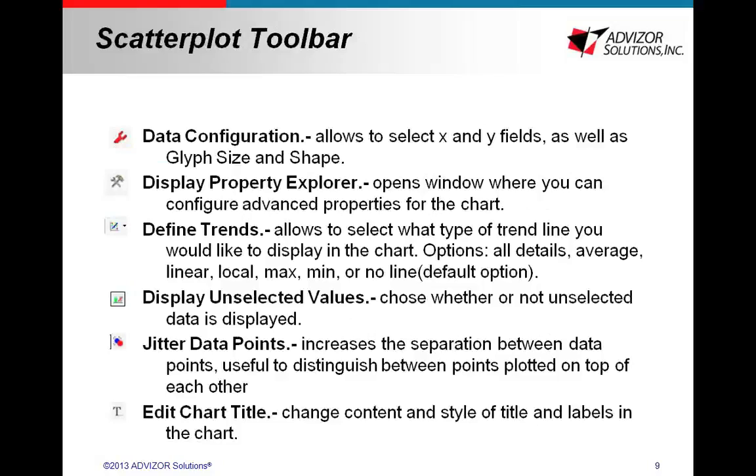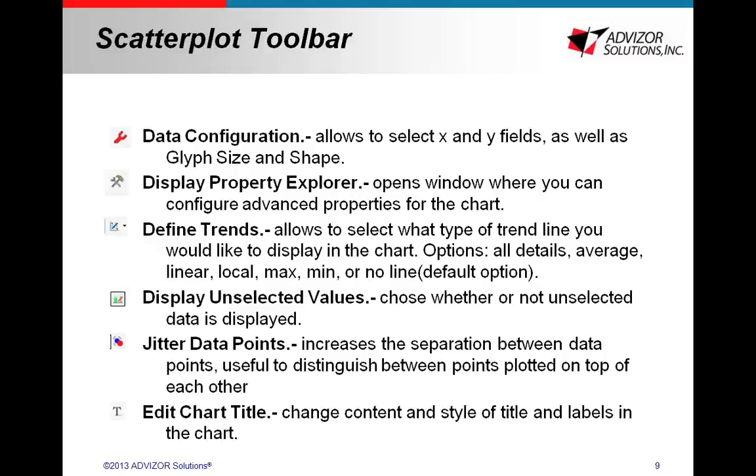Then all our charts have a toolbar at the bottom that you can access by clicking on a blue bar at the bottom of the chart. I'll show you these in the software. But the options that we have in the scatter plot toolbar are the data configuration, which basically is going to bring the same interface we had when we created the chart. So we're going to be able to select again the X and Y fields and the size and the shape, and we can modify that.